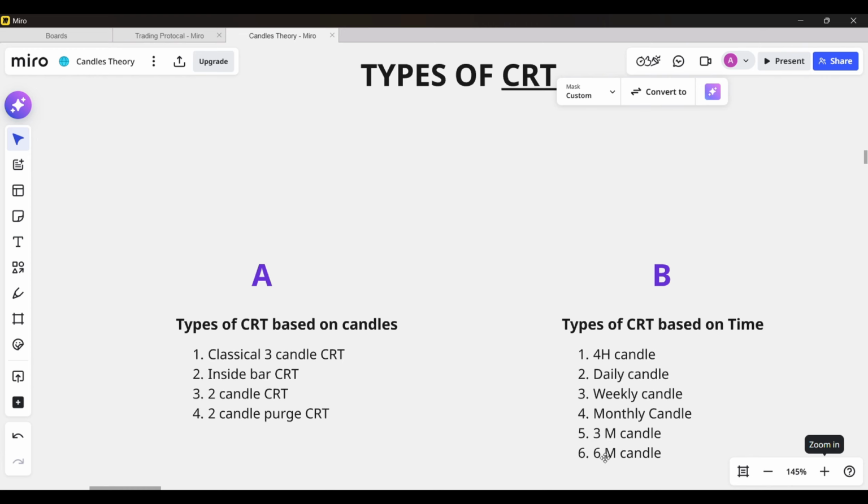April, May, June can be a manipulation. July, August, September can be a distribution. November, December can be a closing or continuation, just like that. The last four, the ones which take the monthly candle, the 3 month candle, the 6 month candle, are for the position traders.